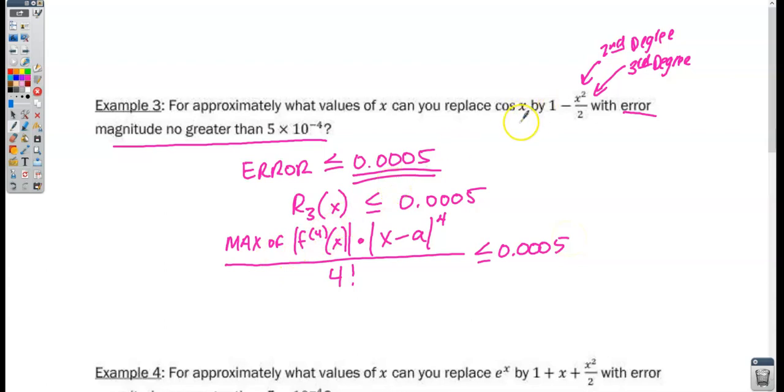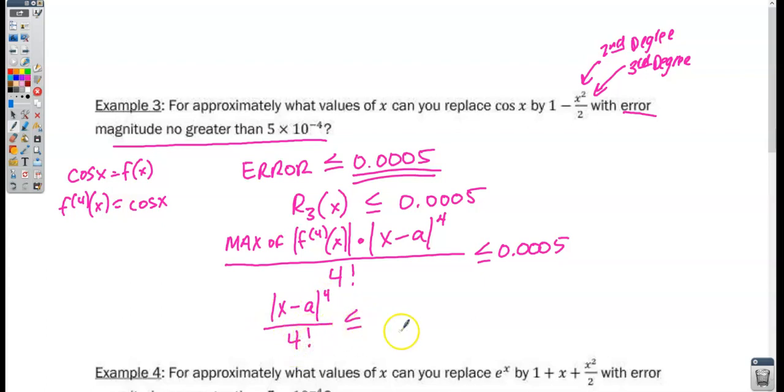Now the fourth derivative of our original function, since our original function is cosine, is also cosine. And the maximum value of that is going to be equal to 1, which enables us to set up this relationship that the absolute value of x minus a to the fourth power over 4 factorial has to be less than or equal to 0.0005.